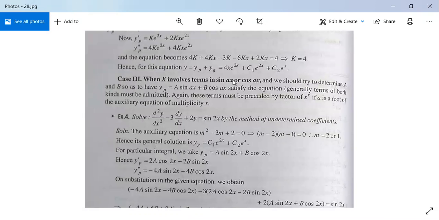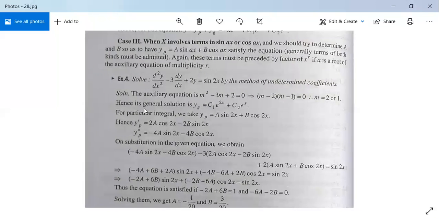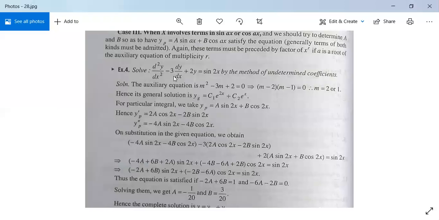The next case is when X involves trigonometrical functions such as sin x or cos x. Solve d2y by dx2 minus 3 dy by dx plus 2y is equal to sin 2x by the method of undetermined coefficients. It is written in the problem to use the method of undetermined coefficients. You may solve this equation by our earlier methods, but since the problem says to use the method of undetermined coefficients, stick to this method.